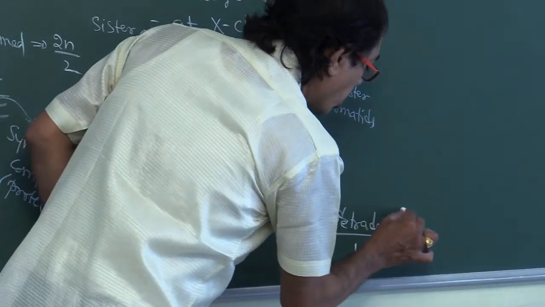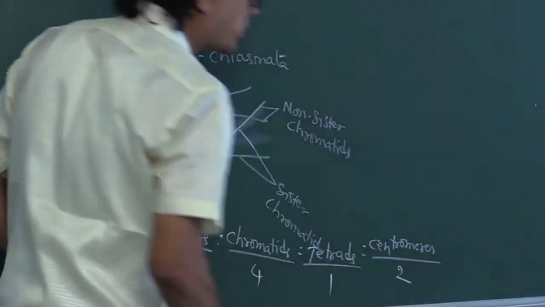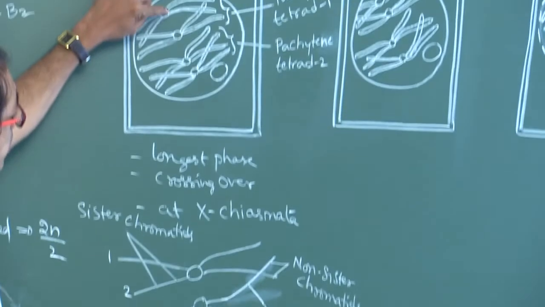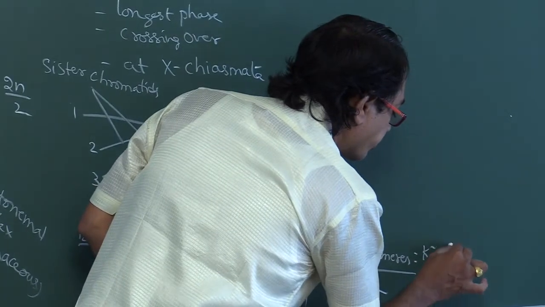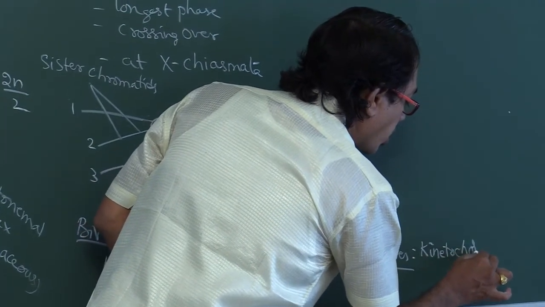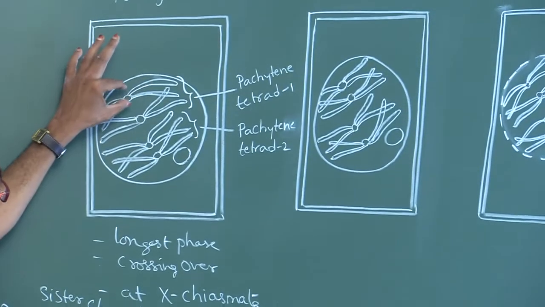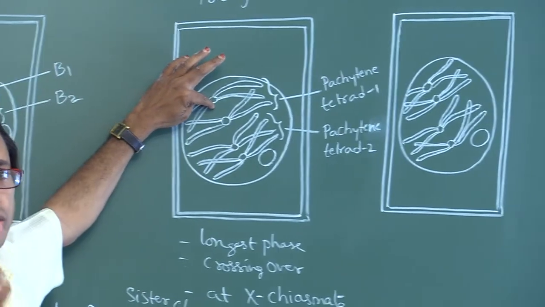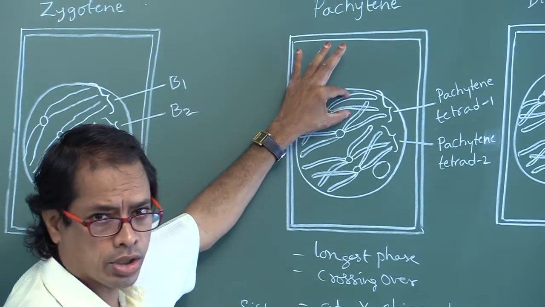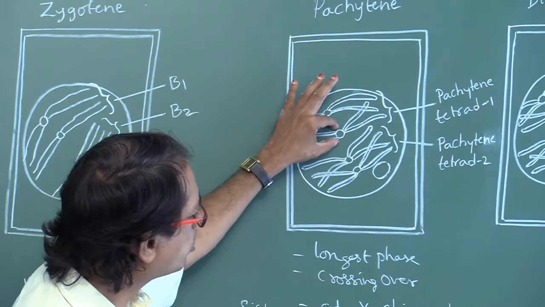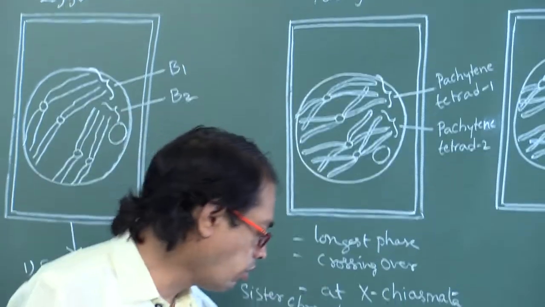Next, the number of centromeres means 2. This is one centromere, this is another centromere. Next, the number of kinetochores. Each chromosome has 2 chromatids, and inside the centromere 2 disc-shaped structures called kinetochores are present. One chromosome with 2 chromatids has 2 kinetochores. This chromosome also has 2 kinetochores. So the total kinetochores in each bivalent is 4.